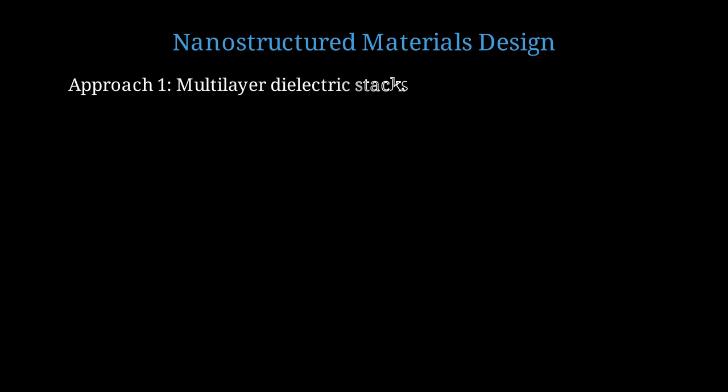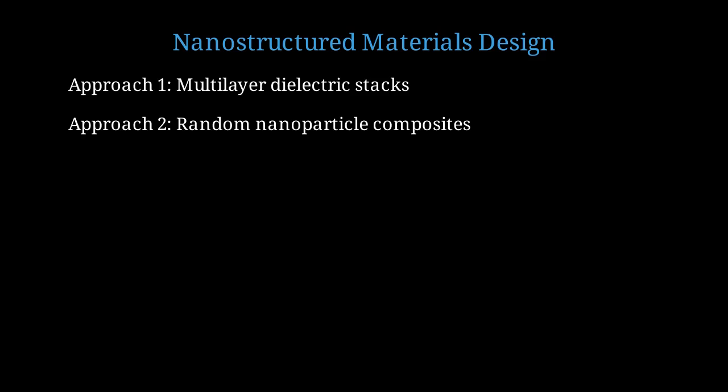So how do we actually fabricate a material with these remarkable spectral properties? Let me explain the material's science. One approach is to use multilayer dielectric stacks. By alternating layers of materials with different refractive indices, we can create photonic structures that reflect solar radiation. Another approach uses random nanoparticle composites. For example, silicon dioxide nanoparticles embedded in a polymer matrix.